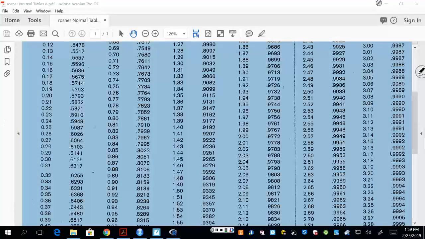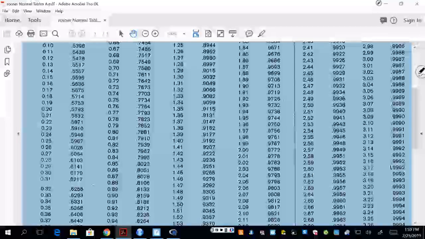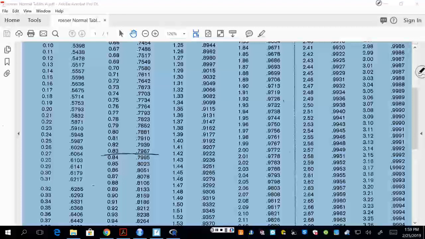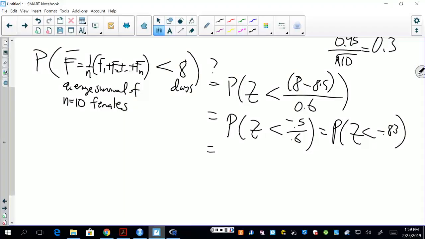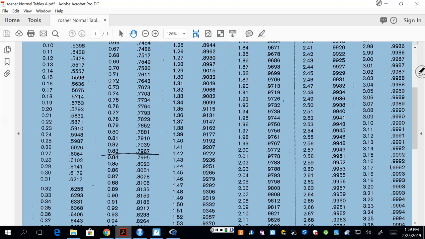Now you're going to have to look up some number. If you only have the positive ones, you have to look up 0.83. So we can look up, there's 0 on the z scale, we can look up 0.83, which gives us an area of 0.7967.